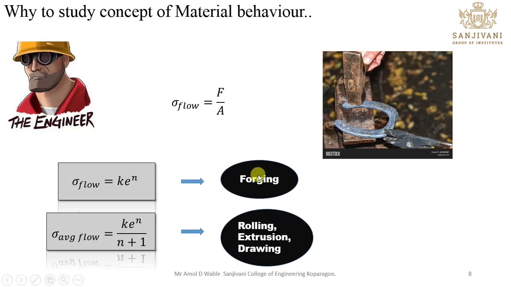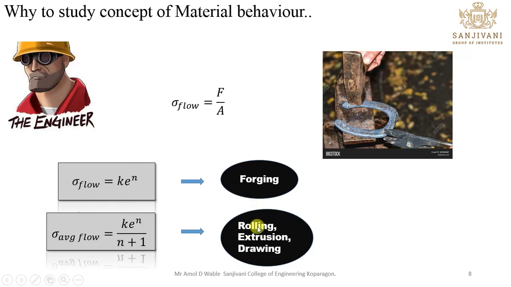So further we have different operations like forging, rolling, extrusion and drawing. How will this flow stress value change in the case of forging? In forging, we apply a sudden load on a component. Due to that sudden load, there will be sudden, or instant, deformation of material. So in this case the material behavior, that is the flow stress, is given as Kε^n.